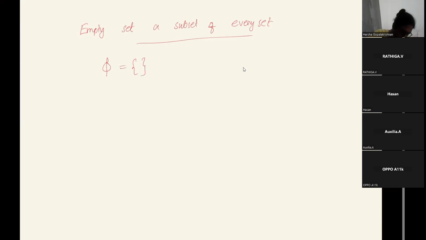Now, what is the definition of subset? A subset of B means X in A implies X in B. This is true for all X in A. If this condition is satisfied, that is, if X in A implies X in B for all X in A, then we can say A is a subset of B.